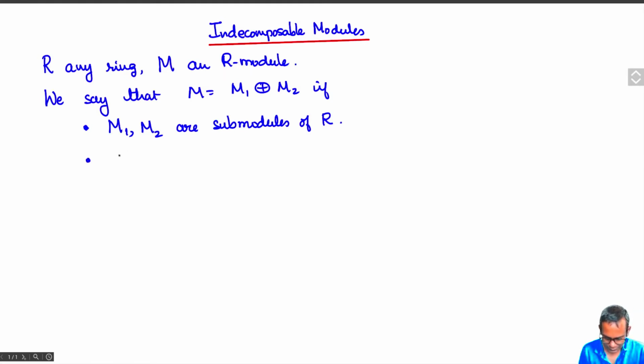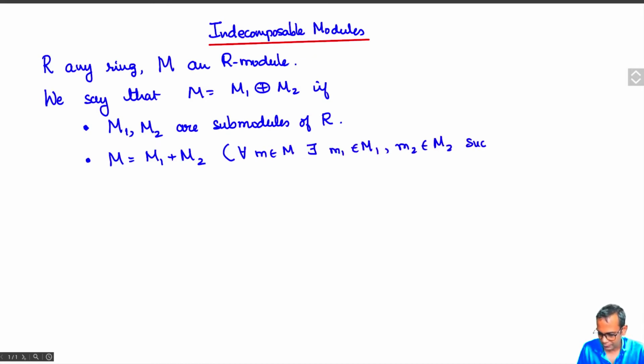Then the second condition is that M is equal to M1 plus M2 as an abelian group. So what this means is that for every m in M, there exists m1 in M1, m2 in M2, such that m is equal to m1 plus m2. Every element of M can be written as the sum of an element of M1 and an element of M2. And the third condition is that M1 intersect M2 is the trivial module.